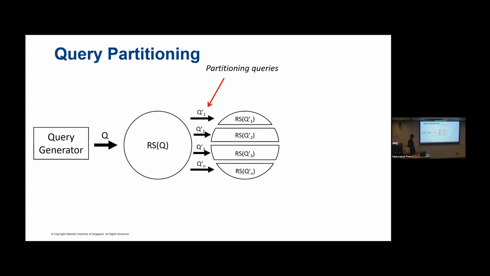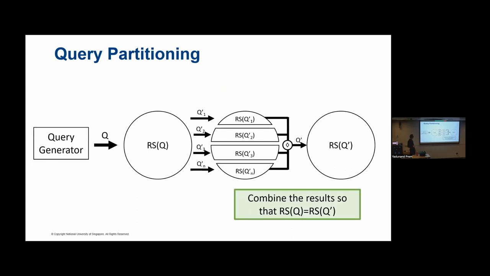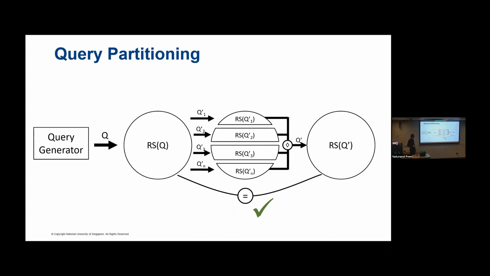And then the idea is that we derive multiple so-called partitioning queries, each of which computes a so-called partition. And then we have some kind of composition operator that takes these individual partitions and combines them into a new result set. An assumption is that we can implement this in such a way that the original query's result set and the combined partitioning queries compute the same result. If that's the case, then everything seems to work correctly. If there is any discrepancy, then we have found a bug in the system.